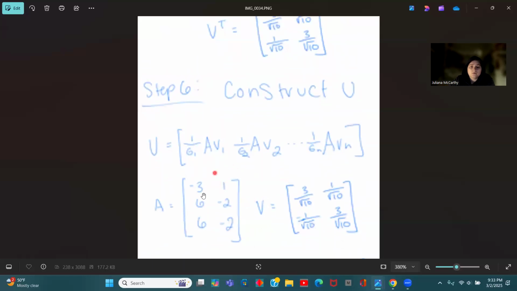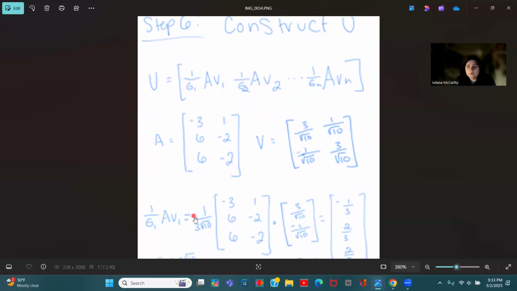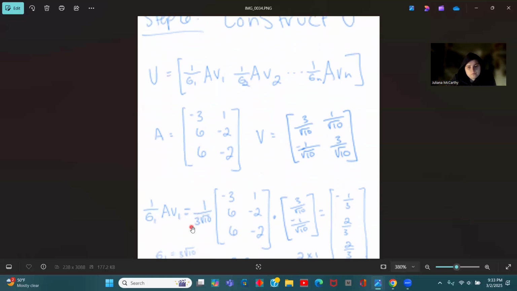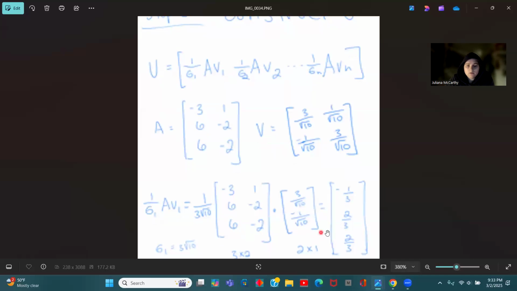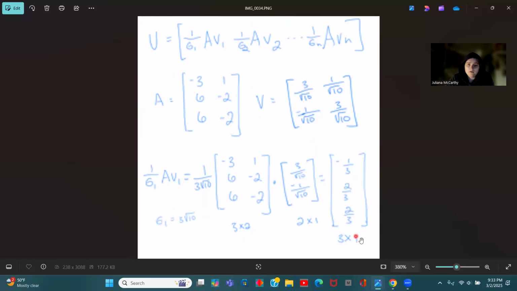So this is just a quick reminder. This is what A is, this is what V is. Our first singular value, remember, is the square root of the eigenvalue. Our first eigenvalue was 90, so the singular value was square root of 90, simplifying down to 3 square root of 10. So when we're putting everything together, we have 1 over 3 square root of 10 times A times our first vector in V. And from this, we get (-1/3, 2/3, 2/3). So that's going to be our first column vector of U.